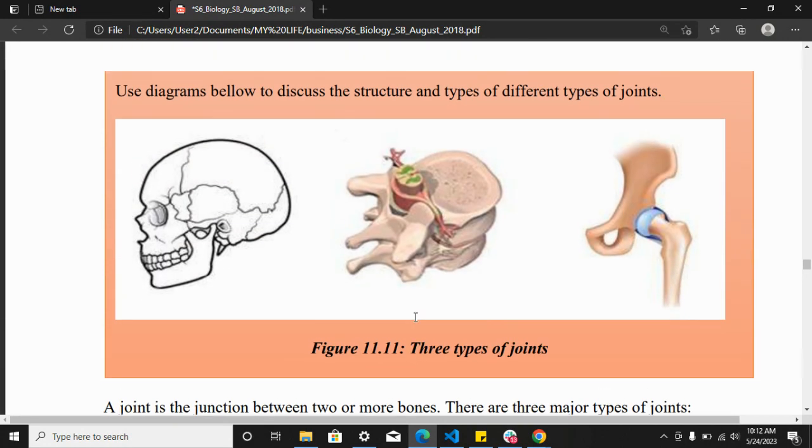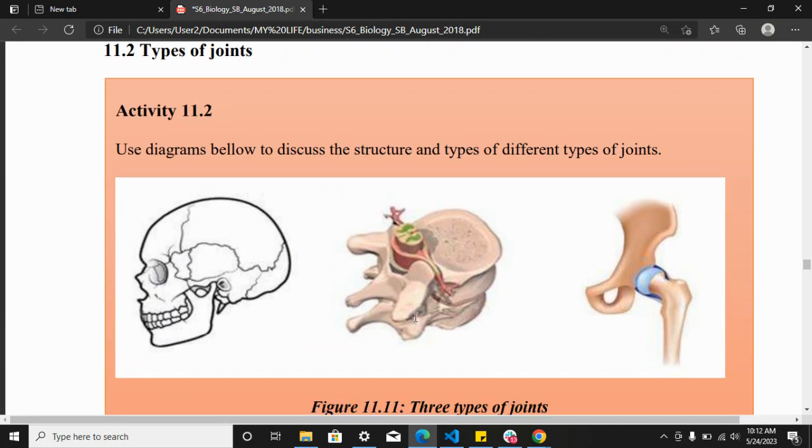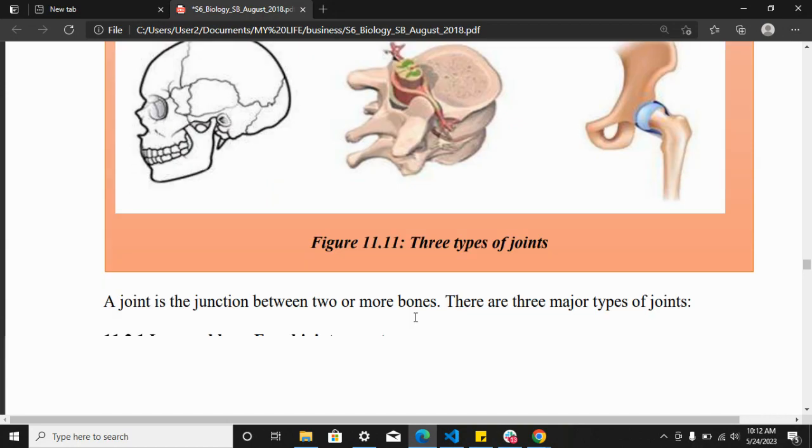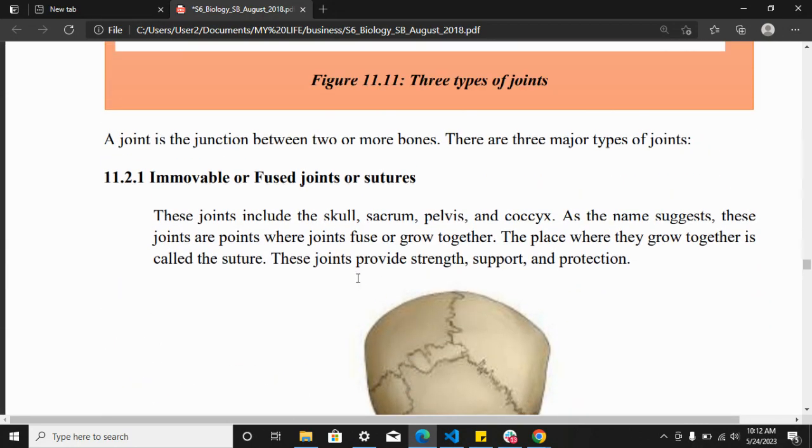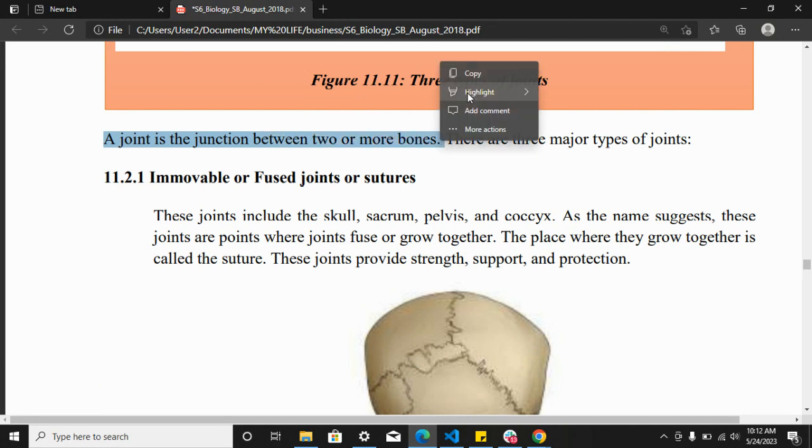So noneho let's see about the joints. Actually, what are the types of joints? Joints ni ruhurira rw'amagufa, ahantu nyine bones zishobora guhurira niho twita muri joints. Rero dufitemo amazina menshi, ama types ya joints. Actually joint is the junction, nkuko twabivuze, ihurizo between two or more bones.